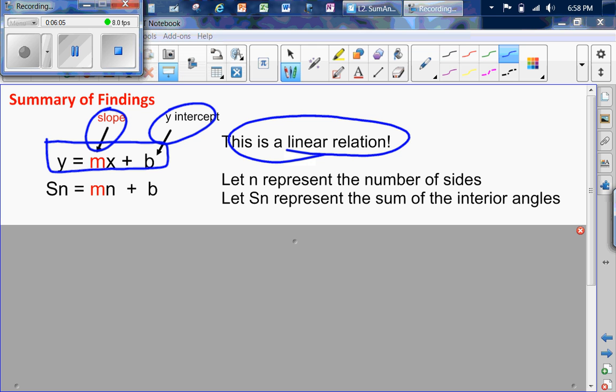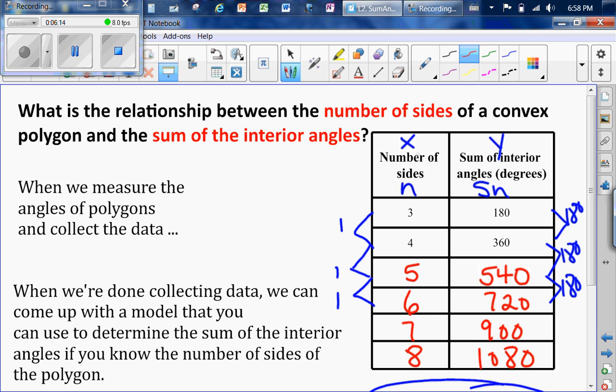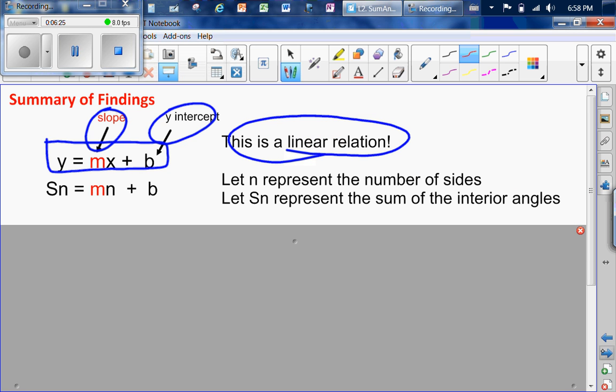So let's just substitute in our variables that we were using. And remember we said, I'll just go back for a second, we said our number of sides, our x value, I called it n for number. Our y value, I called it Sn for sum of interior. So for our y, we put in the sum of the interior, Sn, and we're going to put n in for our x value for the number of sides.